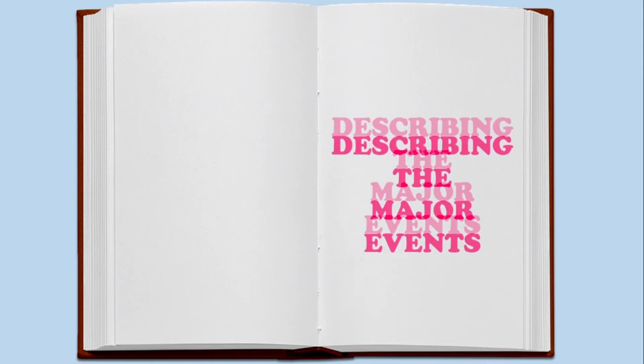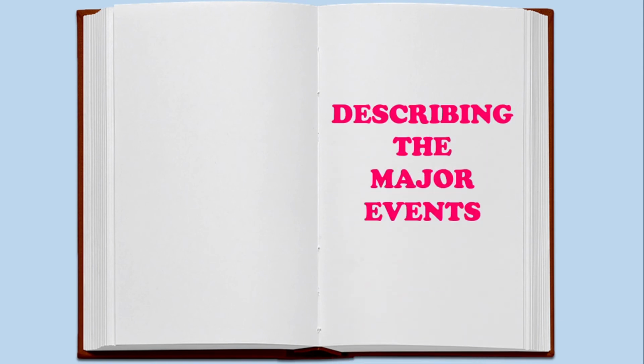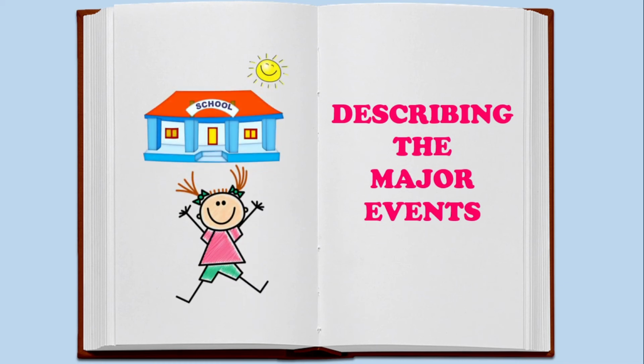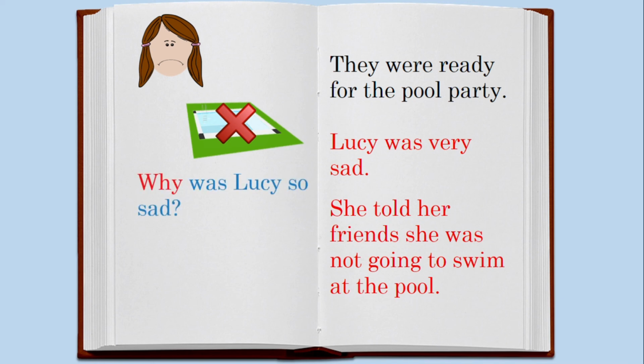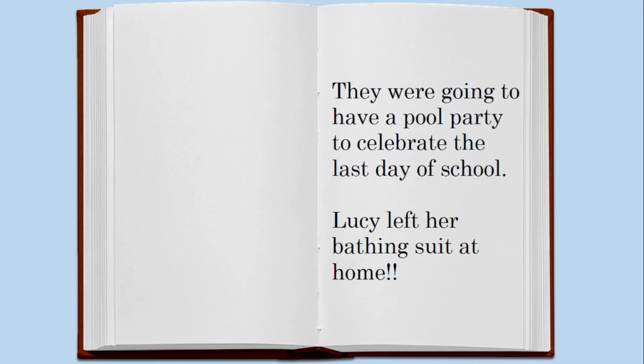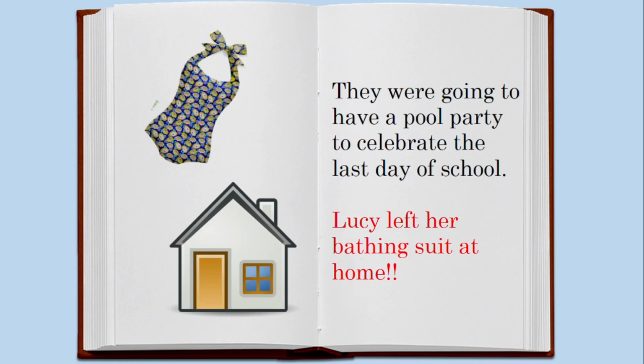The major events are the most important actions that occur in a story. They present the problem and the solution. Let's describe some major events in the story, the last day of school. Let's see if we find a problem, and perhaps, a solution. Lucy was very sad. She was not going to swim at the pool. Why was Lucy so sad? What problem did she have? Lucy had a problem. Lucy left her bathing suit at home.